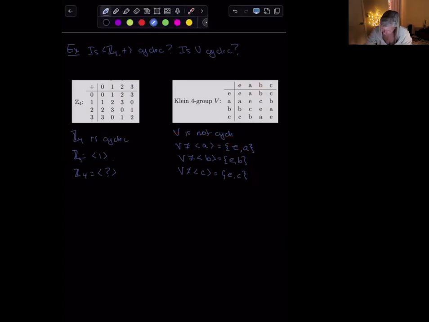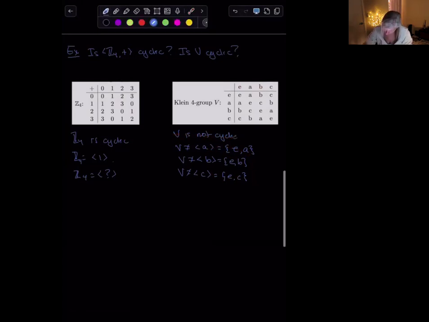Here, this full group is cyclic, and here's a generator. It also has a cyclic subgroup, which just has 0 and 2 in it.